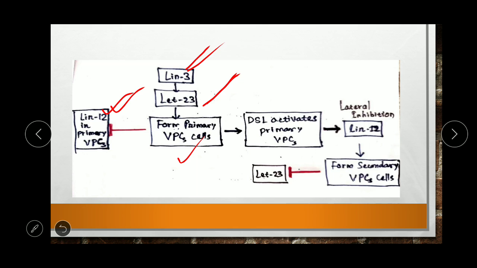So DSL activates in the primary VPC, that is the DSL protein will activate in the 1 degree VPC, and the DSL will lead to production of the lin-12 molecule.